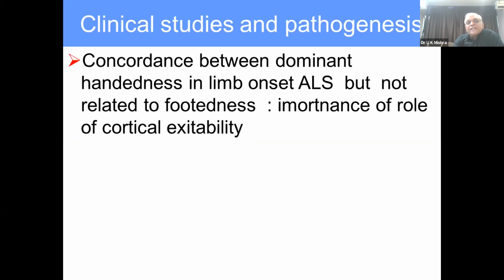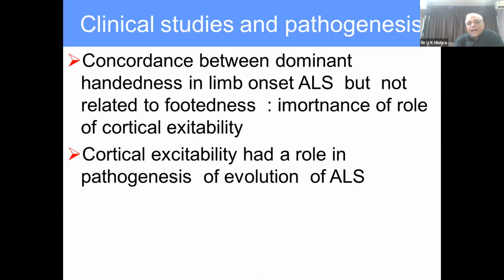Now, the most interesting thing is that there is a concordance between the dominance and the handedness. If you look at the large number of ALS cases that have been seen, it begins mainly on the dominant side. So the dominant hand is more excitable, and there is no correlation with the footedness of the patient. So this is again a very interesting finding. Therefore, it seems that cortical excitability has an important role.